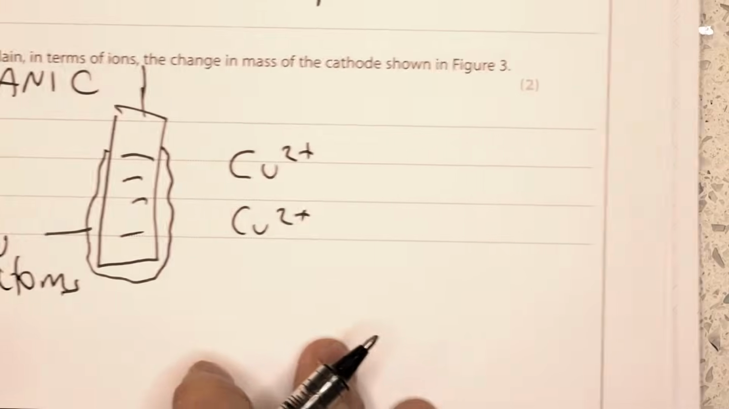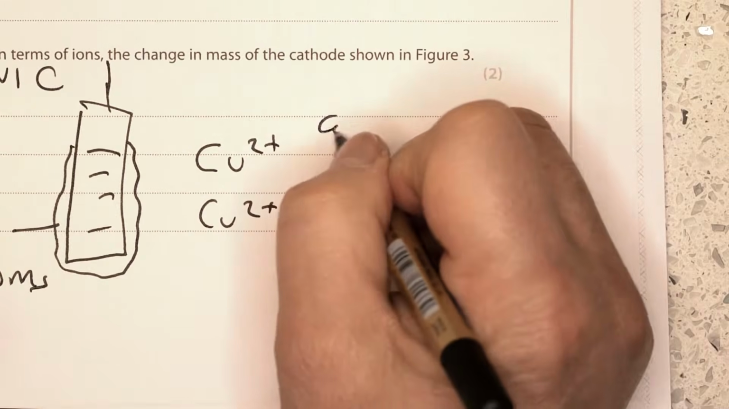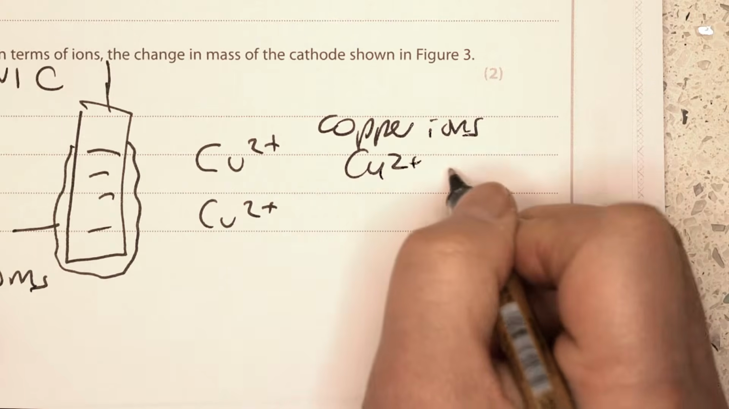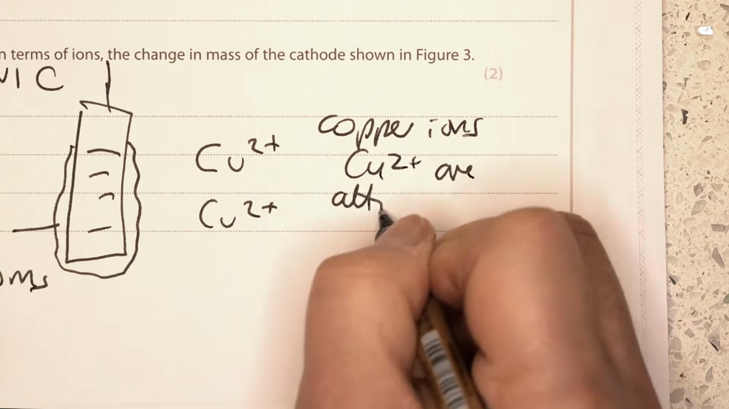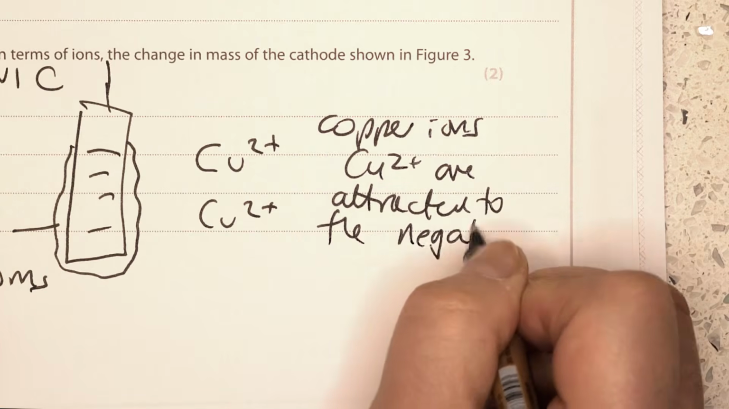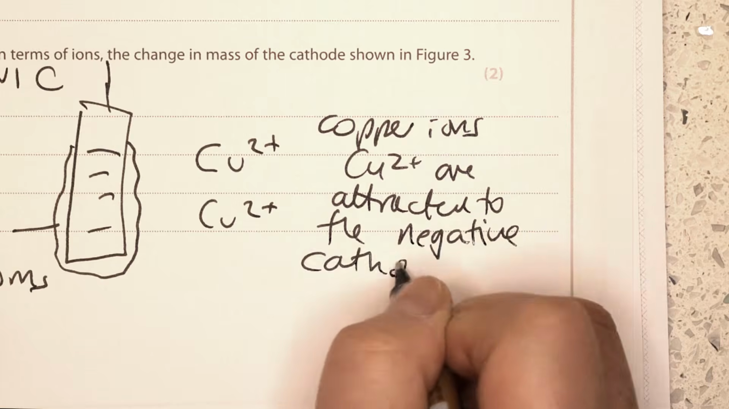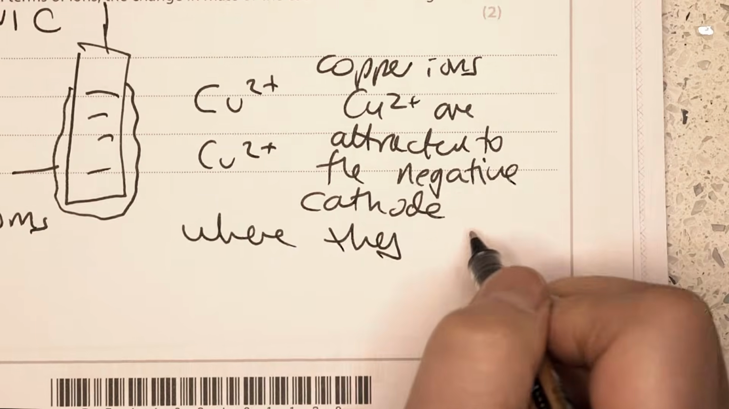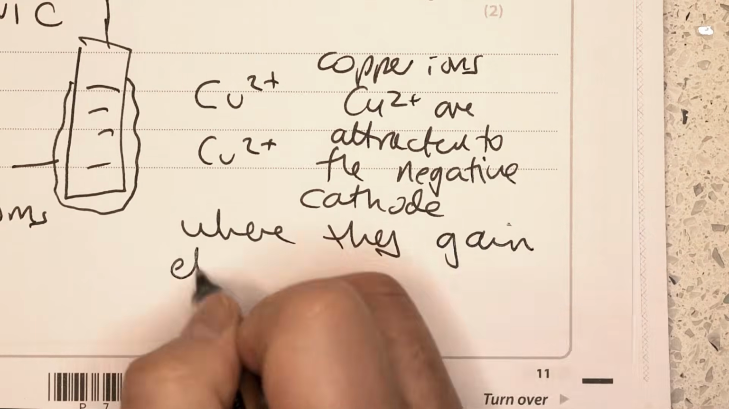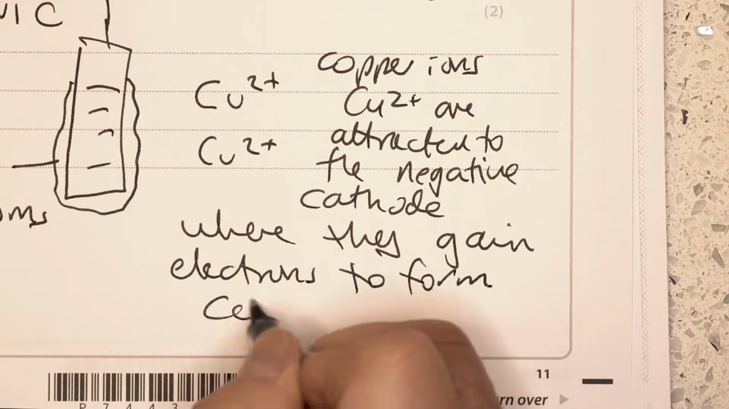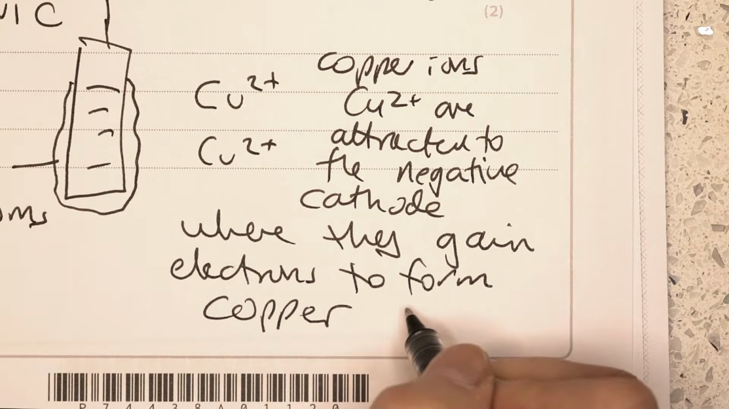So in our answer, we're going to say the copper ions, Cu2+, are attracted to the negative cathode, where they gain electrons to form copper atoms.